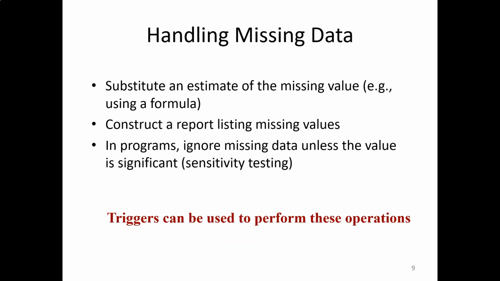How do you handle missing data? There are a number of techniques you can use to handle the missing data. First, you can substitute it using an estimate of the missing value. Sometimes you can use an average. And the other technique is to construct a report listing missing values. So you can create an exception report to report that, okay, these data are missing, and then the user can determine if that's important or not. And the third technique is you can ignore the missing data unless the value is significant. If the value is not significant, it's not going to make a difference in your analysis, then just ignore the missing data.